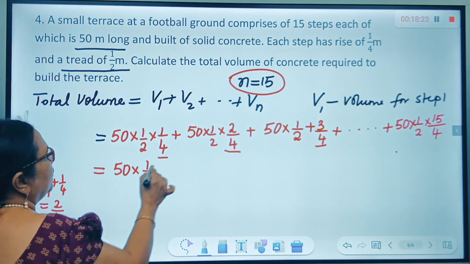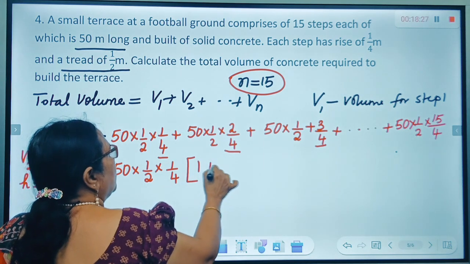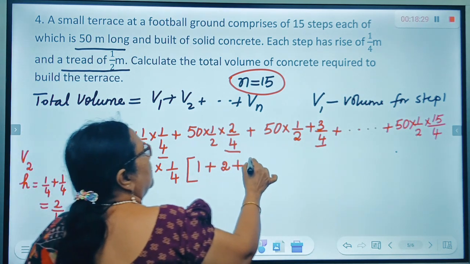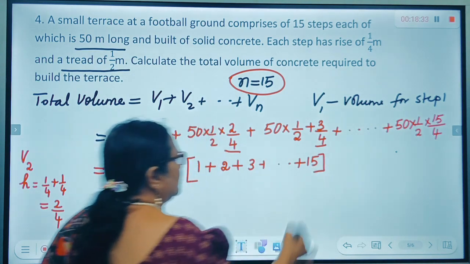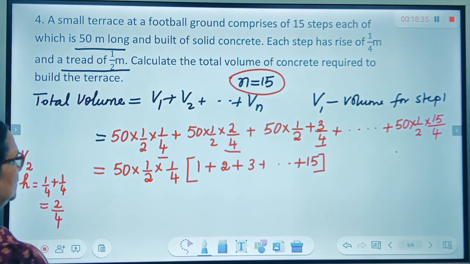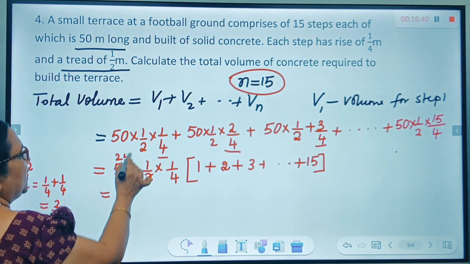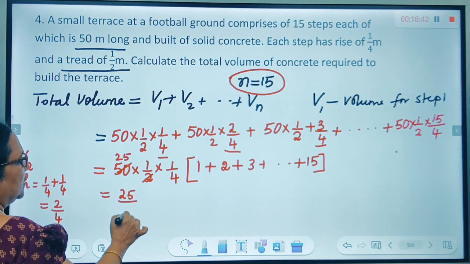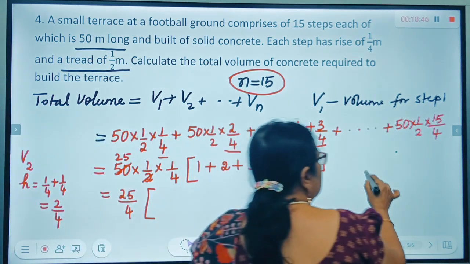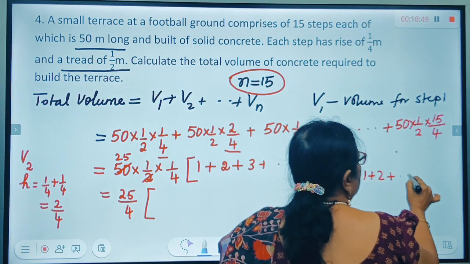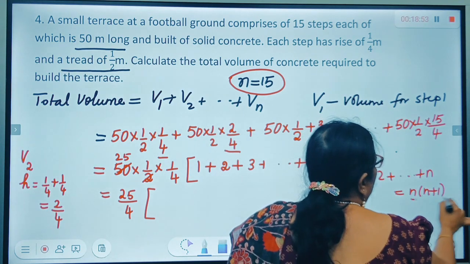Now I can simplify this by taking the common items outside. 50 into half into 1 by 4, let me take outside. Then what will I get? 1 plus 2 plus 3, etc. up to 15. This is 25 by 4 into, what is 1 plus 2, etc. up to n? The sum of natural numbers is n into n plus 1 by 2.